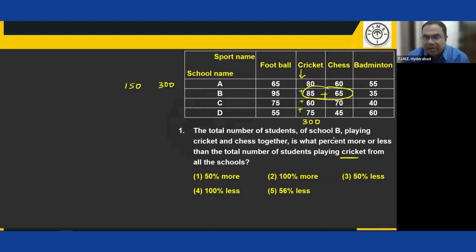Now, total number of students in B playing chess and cricket together, what percentage more or less? Clearly, this is less, so percentage less. Difference 150. Opposite of less, larger value 300. Anchal correct. Shravani correct. Into 100. 1 upon 2. 1 upon 2 is 50%. It is less. 50% less is your option 3. Good. Now, all of you be ready.